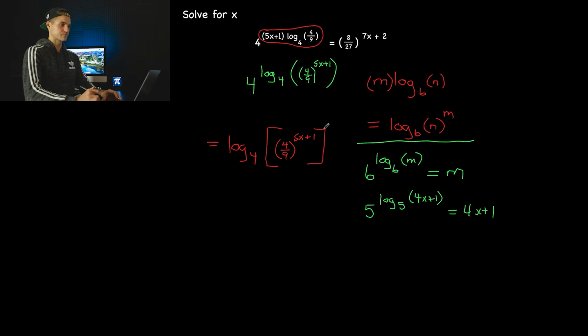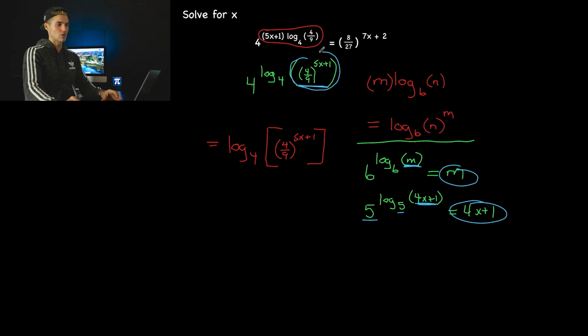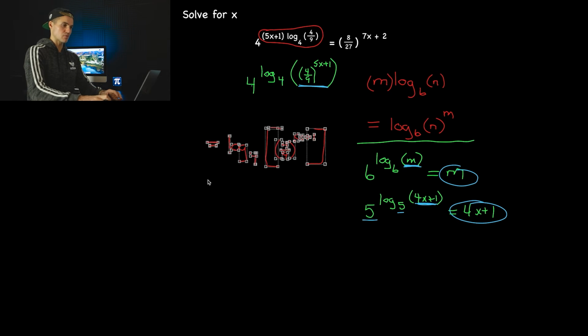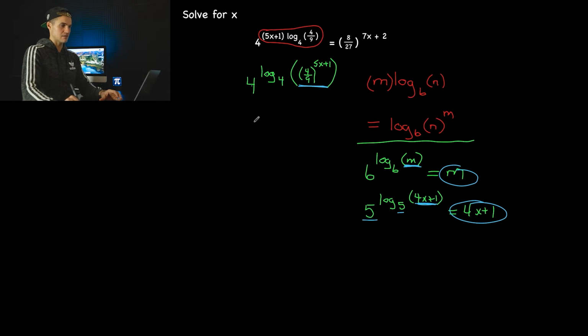Well, notice that this entire expression is like this m value. Same thing here, how we had like 4x plus 1 as an entire expression in brackets. These were the same base. It was just equal to that expression, or it's just equal to m. Well, here we have 4 to the power of log base 4. And so using this rule, we know that this entire expression is just going to equal whatever that bracket is there, right? And so what we can do is we can rewrite this left side as 4 over 9 to the power of 5x plus 1, like that.